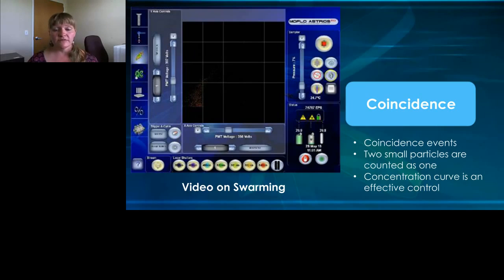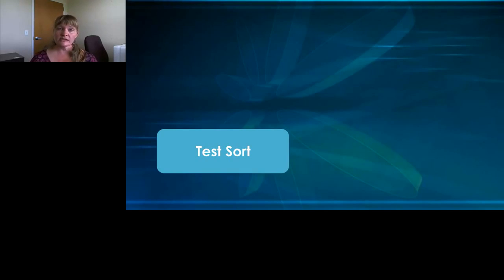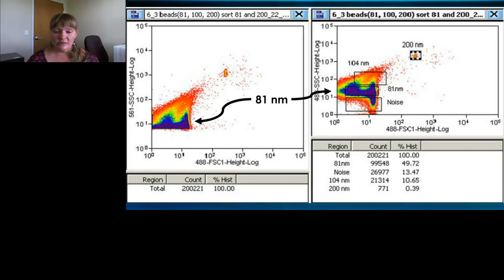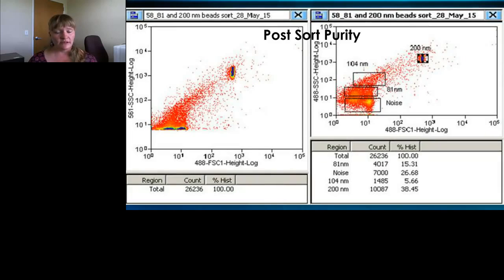So now that we've seen a video on swarming, it's very important that we control for that when we're working on our flow cytometer. It is also important to execute a test sort to determine if the instrument can sort small particles. As seen in this next histogram, there are 81 nanometer beads and 200 nanometers sorted on forward scatter and side scatter. The resultant sort output was then run for sort purity. The 200 nanometer beads, as you can see, are above noise.